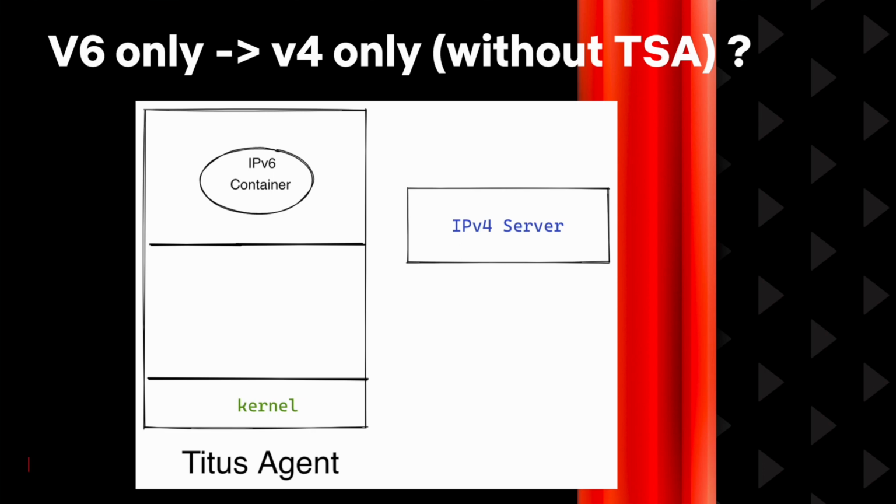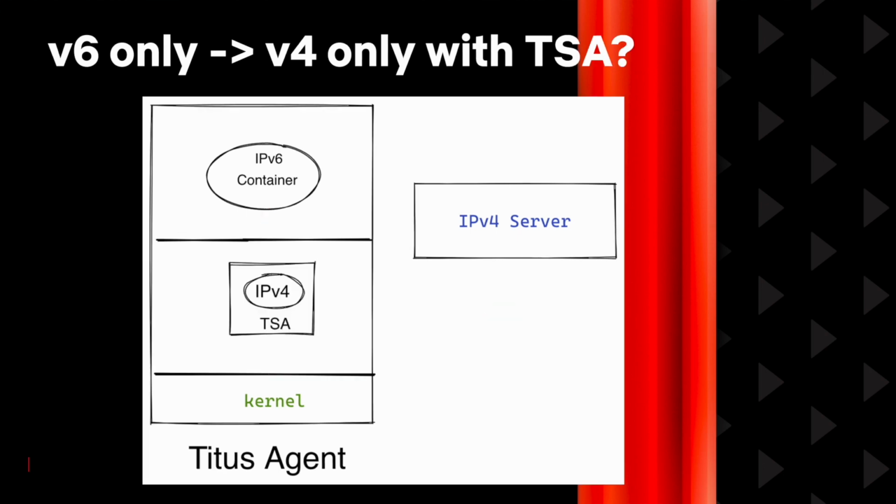Now let's look at a situation where TSA is not in the picture, and the IPv6 enabled container is trying to connect to an IPv4 service. So without TSA in the picture, no seccomp policy is installed, and the connect system call goes directly to the kernel. The kernel in turn returns an error that it cannot reach the server because the server is an IPv4 server. So this is the situation that we want to remedy with TSA. And let's see how we do that.